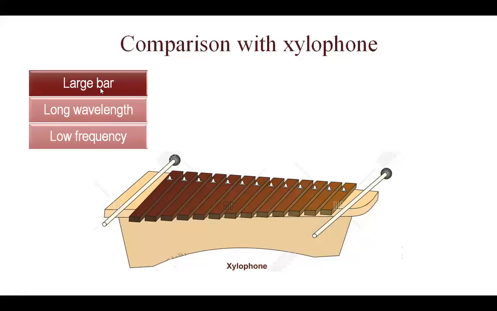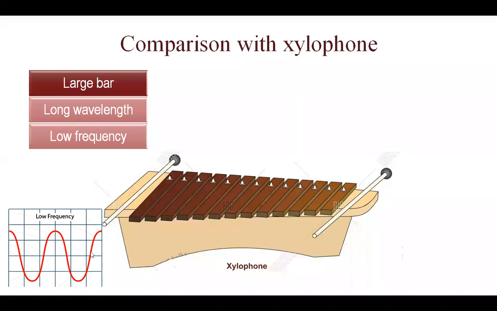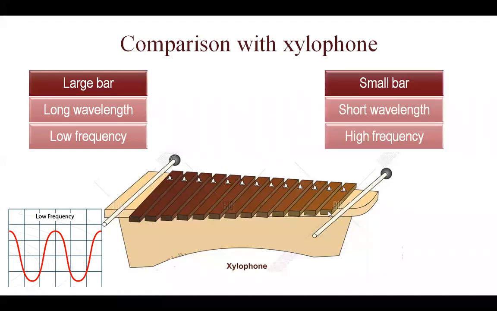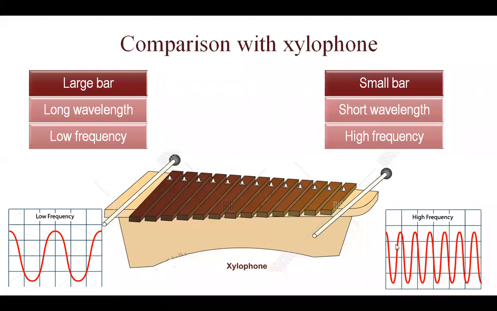The large bar will create a long wavelength. Whenever the wavelength is more, the frequency is less. This is very evident here. Long wavelength means low frequency. And the short bar will create a short wavelength, and whenever the wavelength is short, that will create high frequency. Similarly, we can compare it with the basilar membrane.